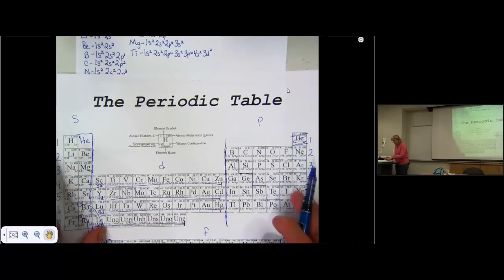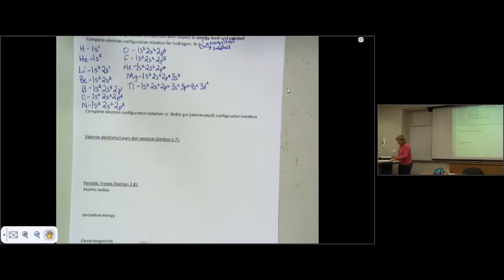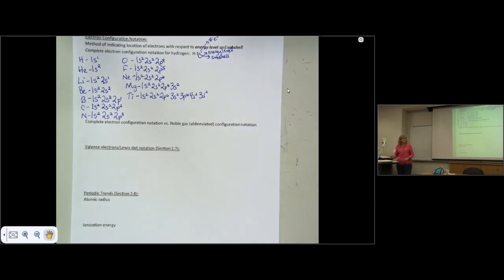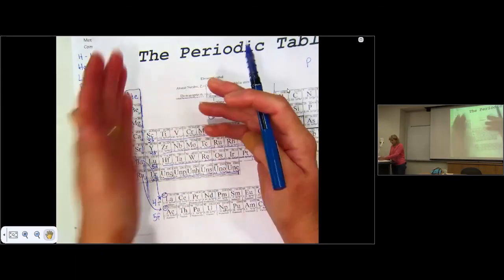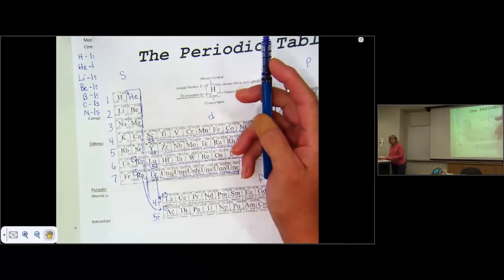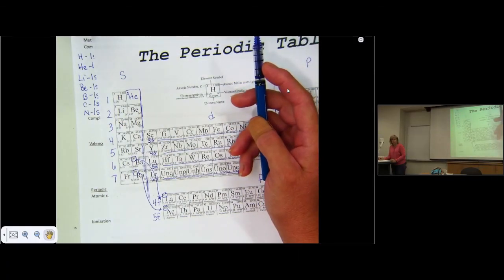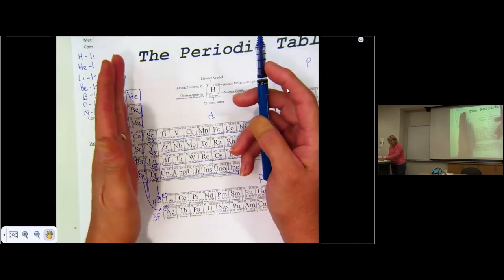Now, I want to go back to one that you just did. Before titanium, you did magnesium. What's the last thing you wrote for magnesium? What's the last thing you wrote for beryllium? What's the last thing you wrote for helium? What's the last thing you're going to write for strontium? What are you finding out? Are they all in the second column? Which means what? They're all going to be what? S2.